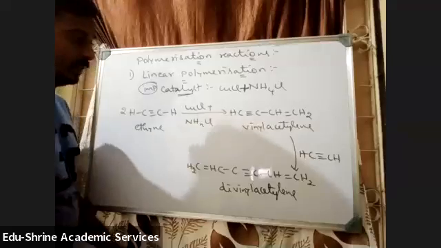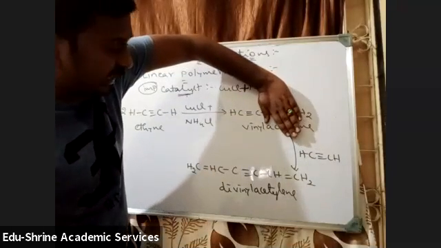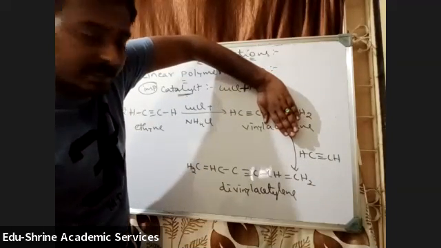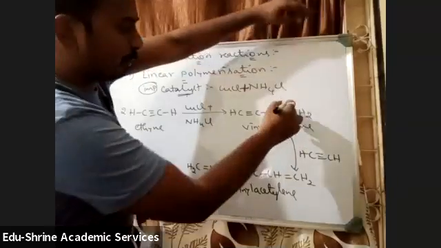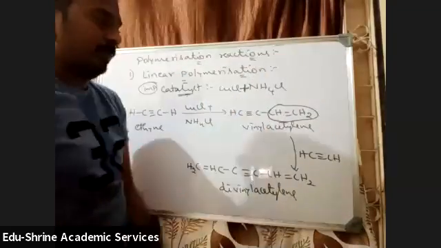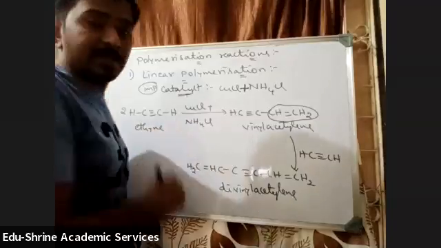Divinyl acetylene. See here, this is acetylene, C triple bond CH. Vinyl means this group. What is the mechanism of this polymerization?